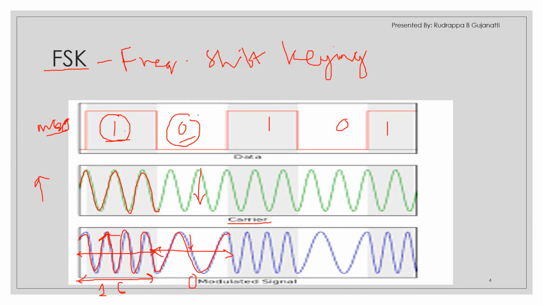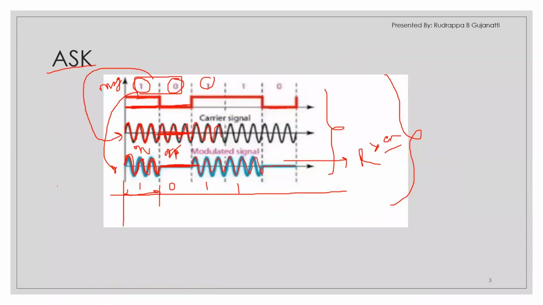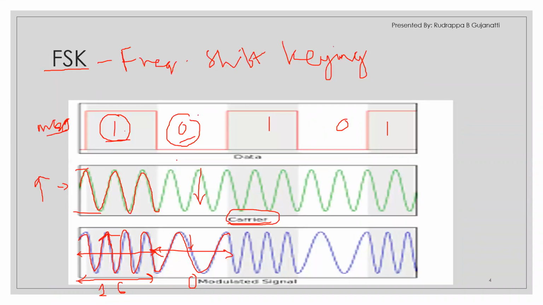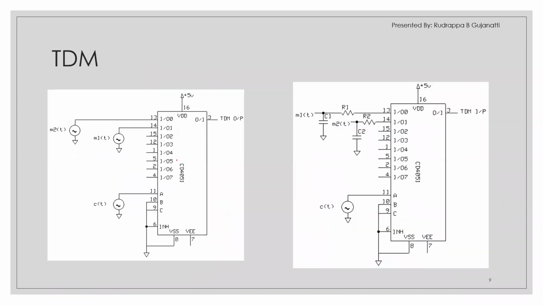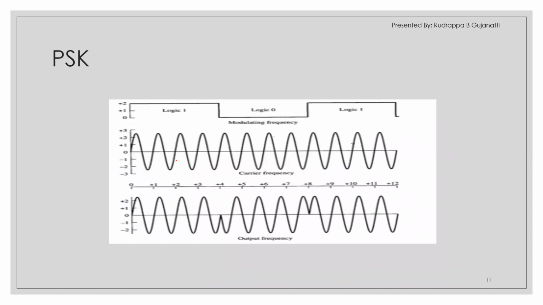Now here, if you just observe, only the frequency of the carrier is altered, whereas the amplitude and the phase information of the carrier is unaltered. So in FSK, only the frequency parameter is altered, whereas amplitude and phase parameters are unaltered. In ASK, the amplitude parameter is altered, but frequency and phase information is kept intact, with respect to the carrier. So this is with respect to ASK and FSK.